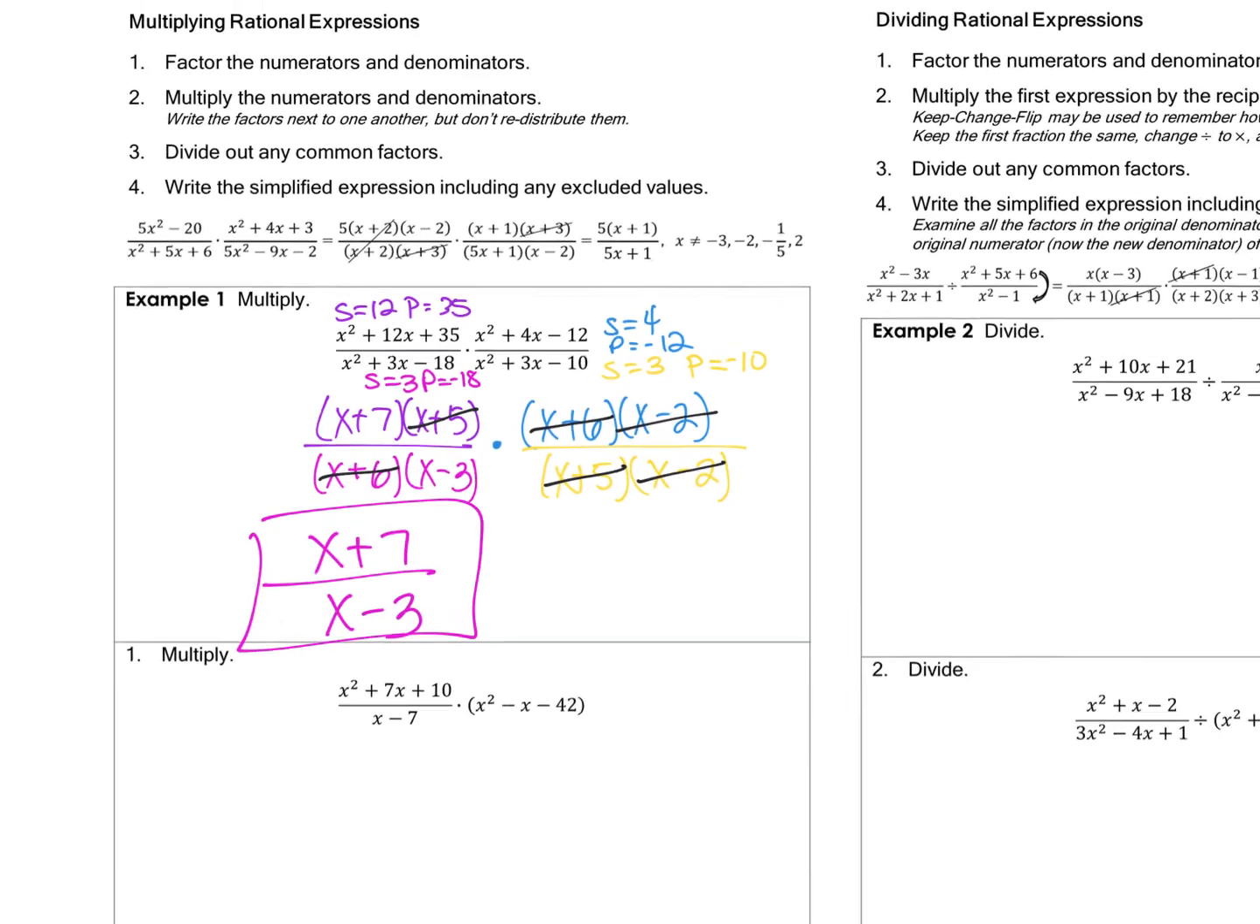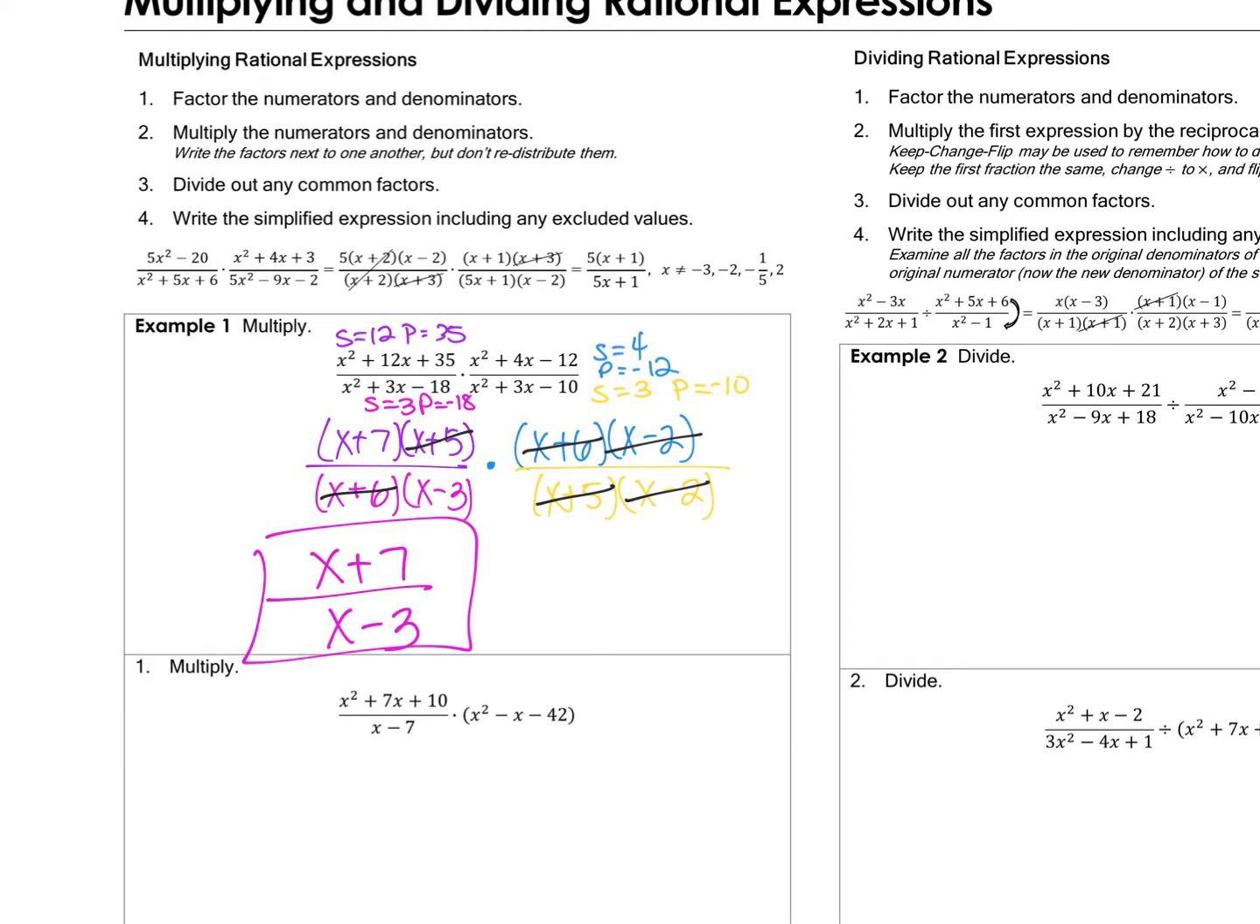Now, you also have to look at excluded values. So if you remember when we were talking about rational expressions, denominators cannot equal 0. So I'm going to go back and look at my denominators and see what would cause it to be 0. So notice this one, negative 6, would cause it to be 0, so x cannot be negative 6. This one would be positive 3. This one would be negative 5. And this one would be positive 2. So those are your excluded values, which means those are the values that you could not have for x, because if you plug it in, it would be undefined.